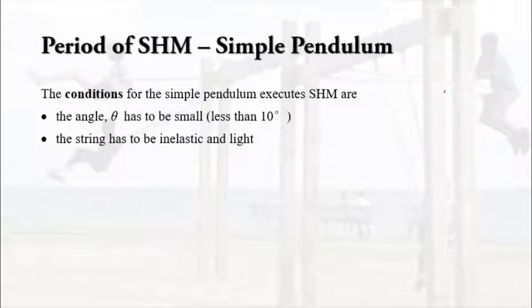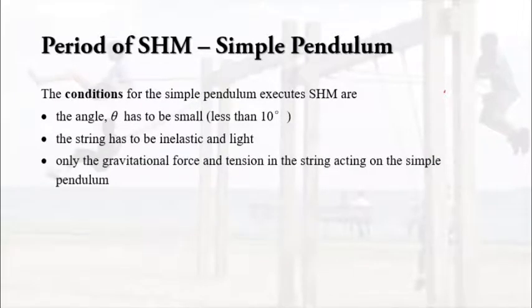Inelastic means, for example, you cannot use rubber. If you use rubber, then the length is not constant, so you cannot derive the equations. And it has to be light, so the mass of the string doesn't contribute towards the restoring force. It doesn't affect our calculations. And the last one, only gravitational force and tensions in the string. So we assume there's no air resistance. We assume we carry out this experiment in an ideal situation, in a closed system, where there's no other external factor that can affect the motions of the simple pendulum.